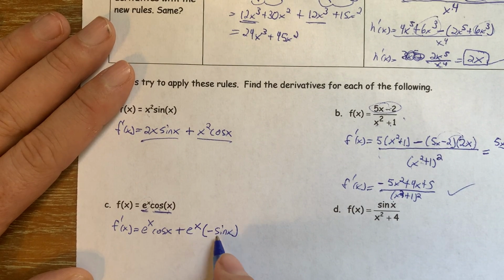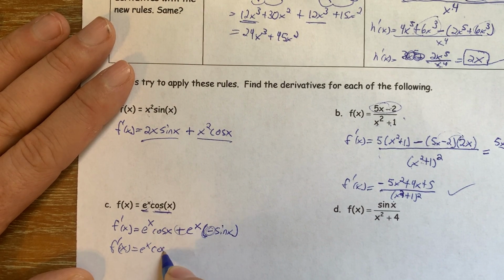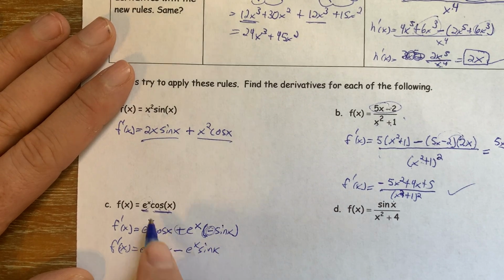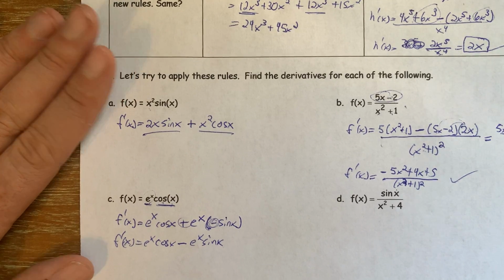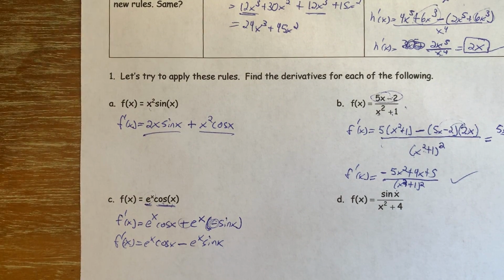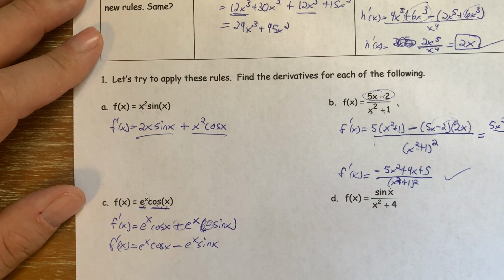This really needs to go in parentheses so it doesn't just say e to the x minus sine of x. It needs to be e to the x times negative sine of x. And this can be simplified a little bit just because a positive times a negative is a negative. And so we usually write this as e to the x cosine of x minus e to the x sine of x. And that's the derivative of e to the x cosine of x. There's no way you would guess this without knowing the product rule. So the product rule is pretty important, and there's no other way to do it besides using the product rule.